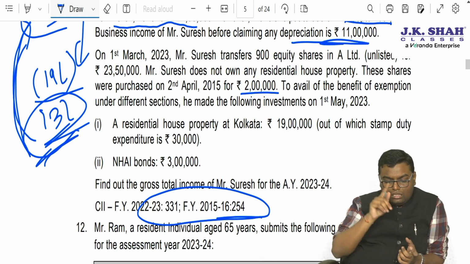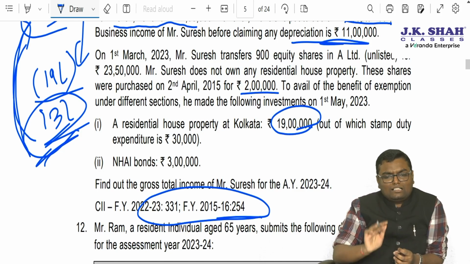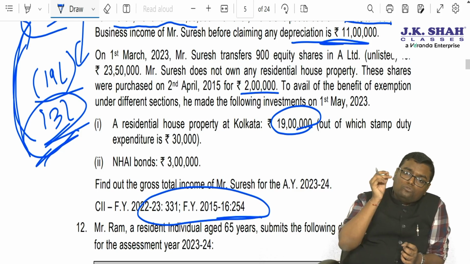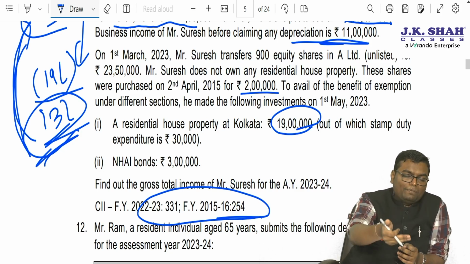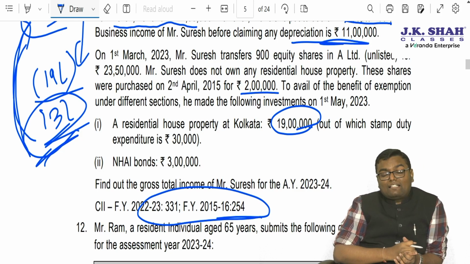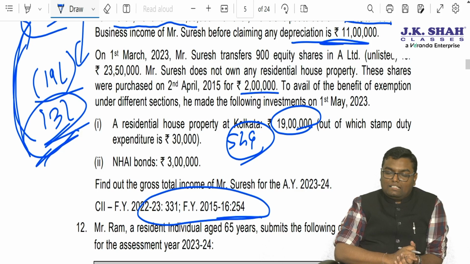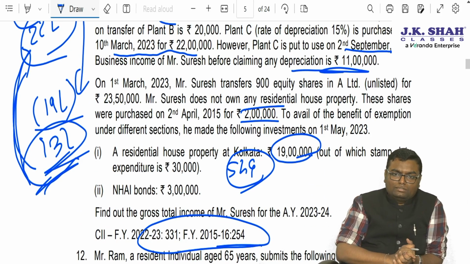Number 1, a residential house property at Kolkata, 19 lakh. Out of it, stamp duty expenditure is 30,000. That's fine. 19 lakh is the total aggregate cost. Now, if you sell any capital asset except a house property, and against that you purchase a residential house property, the exemption will be available under which section? 54F. There is a condition that on the date of transfer, you should not own more than one house property already. I am not owning any house property, so I can claim the 54F exemption.